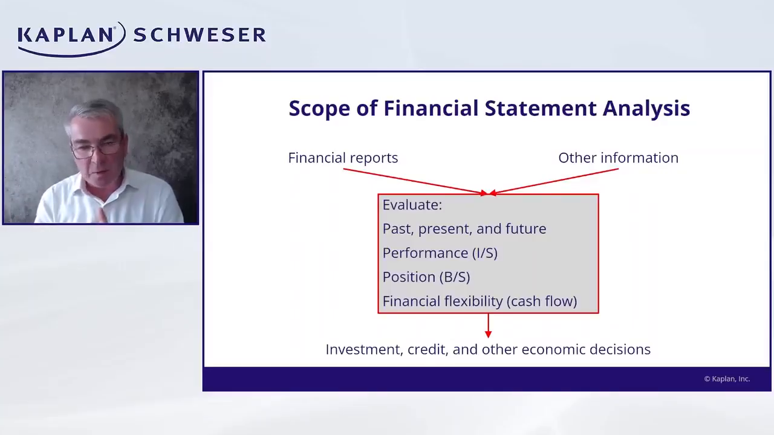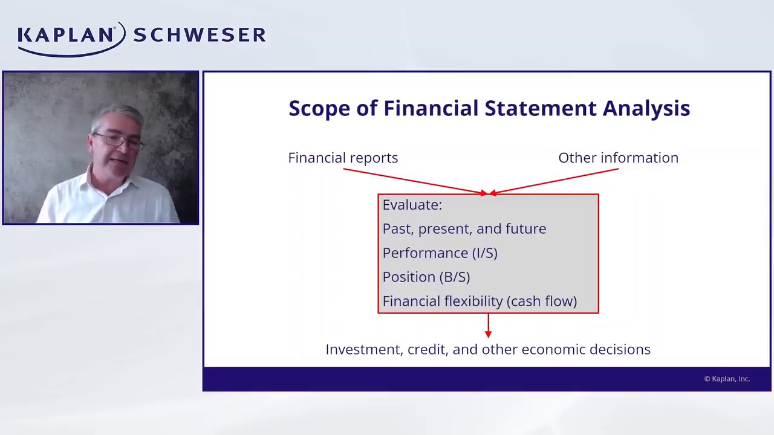Now, first of all, what we're going to do is evaluate how it's performed in the past. And what we're going to look at here is how it's performed in the past and its present situation compared to its stated objectives. Where do we find the stated objectives of a company? Well, a good place to look is in the management discussion and analysis, and we'll talk about that in a while. So is it achieving its goals?